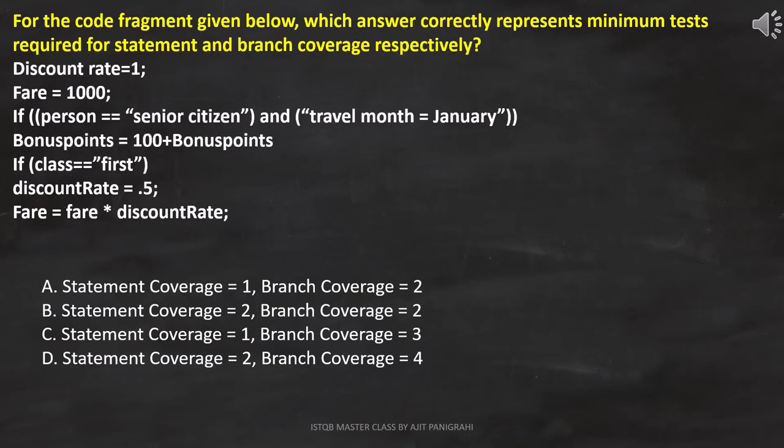Here the question is, for the code fragment given below, which answer correctly represents minimum tests required for statement and branch coverage respectively? And then these options are provided. Now let's analyze the code to get the correct answer.